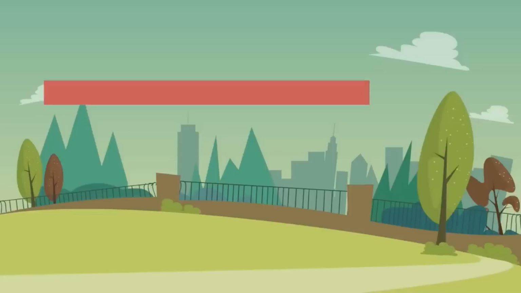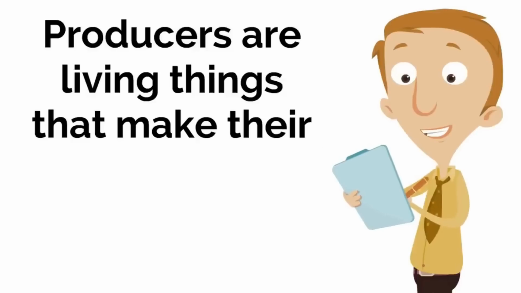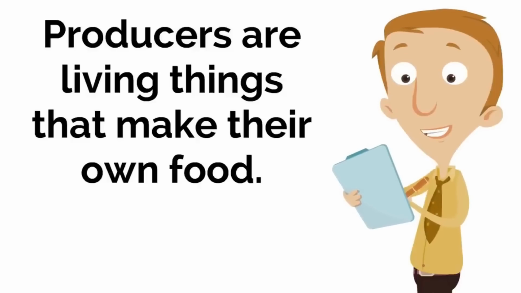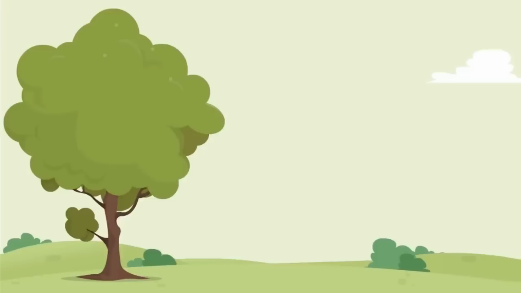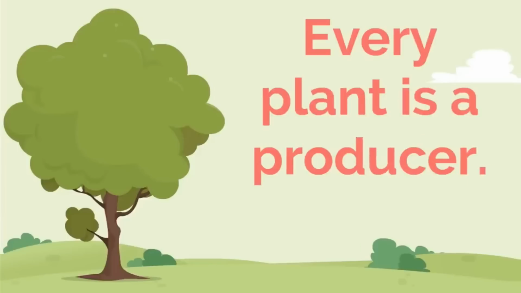First, we are going to learn about producers. Producers make up the first part of the food chain. Producers are living things that make their own food. If a living thing creates its own food, it is a producer. We are surrounded by producers everywhere we go because every plant is a producer. Yep. Every plant in the entire world is a producer.